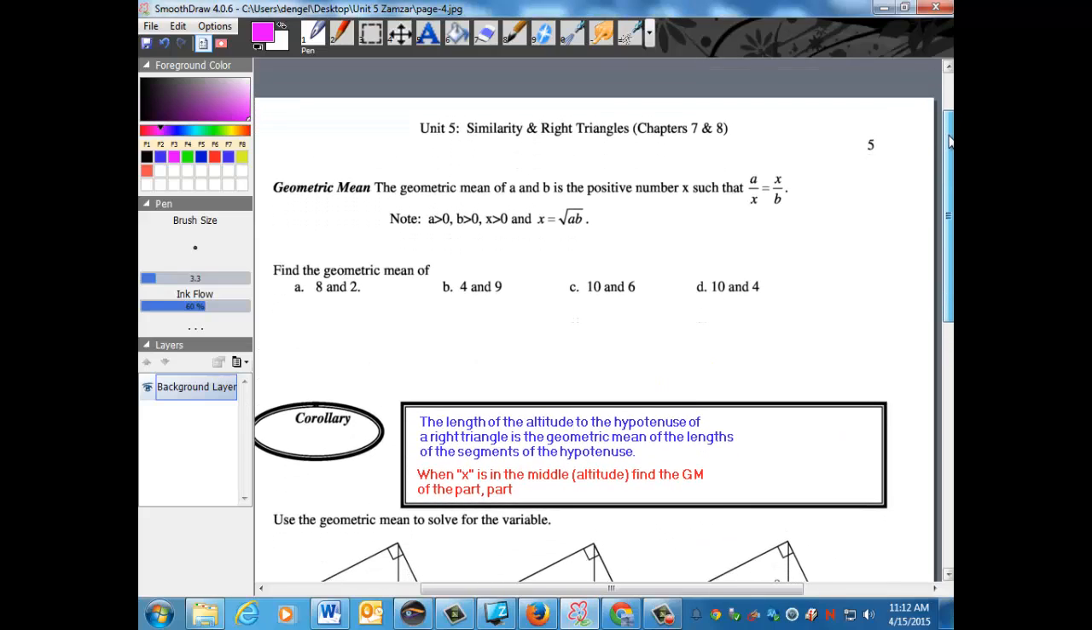All right, next page. We learn a new term here, and it's called the geometric mean. Now, before we explain this, the mean means average. So this is an average in geometry. Now, what we're most familiar with is an algebraic mean or an algebra mean.